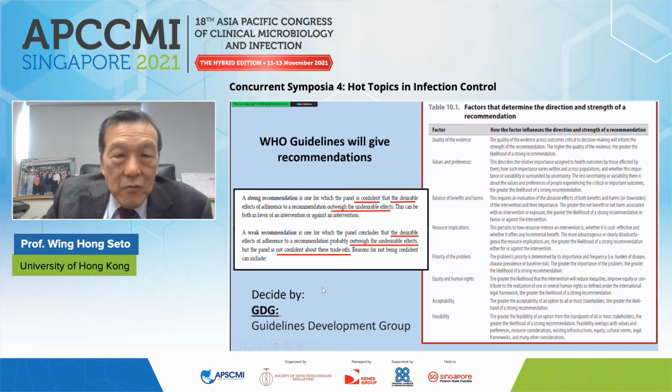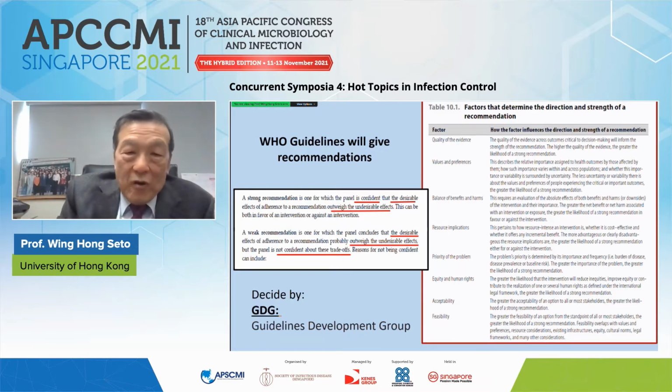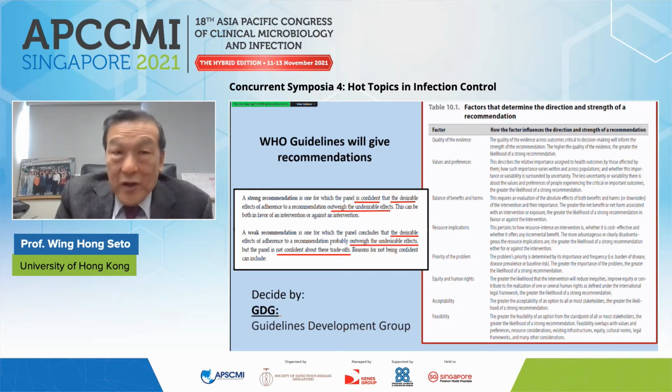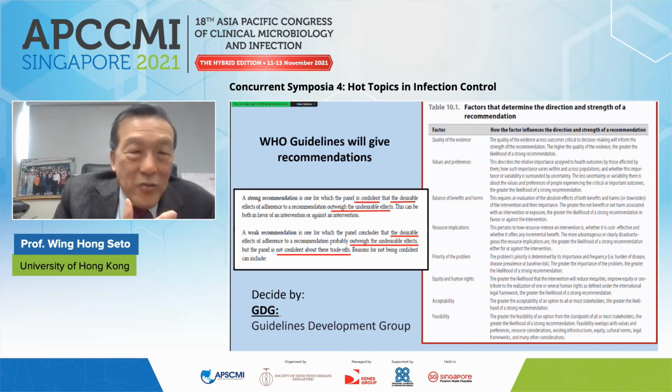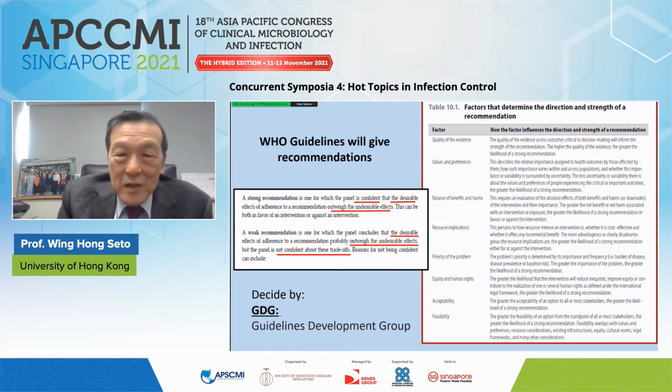Now, who decides? Well, there is a group, they call it the GDG, the Guideline Development Group. And for many of you listening, I'm sure some of you have been involved before in what we call GDG. It's just Guideline Development Group. So often in the past, we'd go to Geneva, usually. We sit down and go through all these factors and then decide whether it should be a strong recommendation or weak recommendation, or often no recommendation, or a moderate, middle-of-the-ground recommendation.